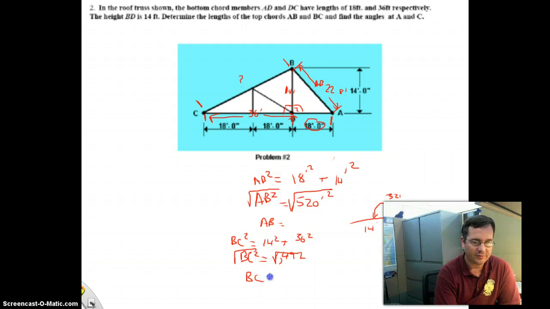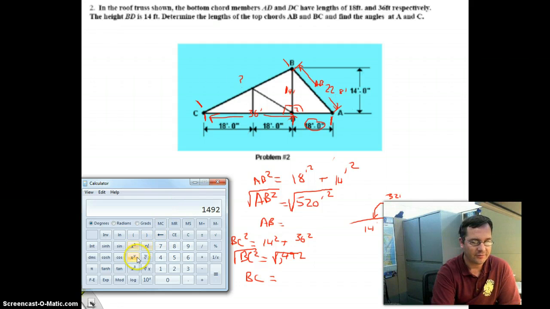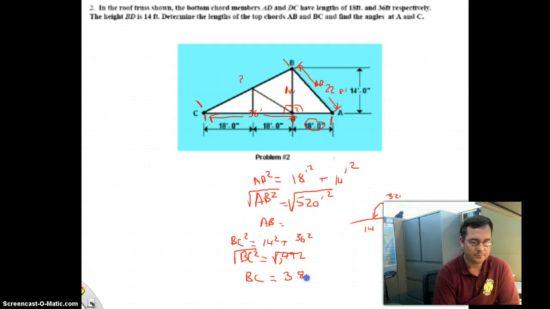Square root of BC squared is just simply length BC. The square root of 1492, I'm going to raise it again to the 1/2 power. And its length is about 38.6 feet. Now let's think about, is that reasonable? Well, again, we know that it certainly cannot be less than 36 feet. And it can't be more than 50 feet, just by basic properties of triangles. So certainly we're in the ballpark with 38.6 feet.